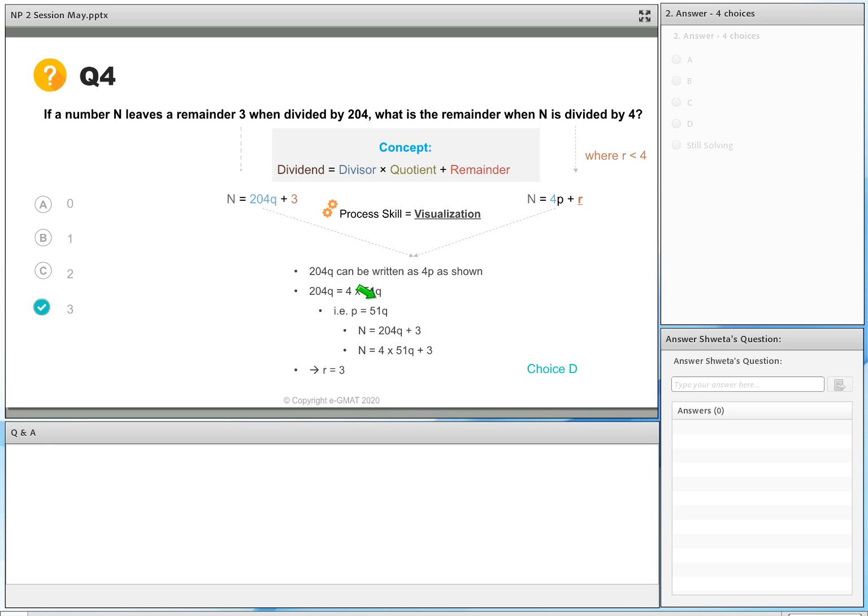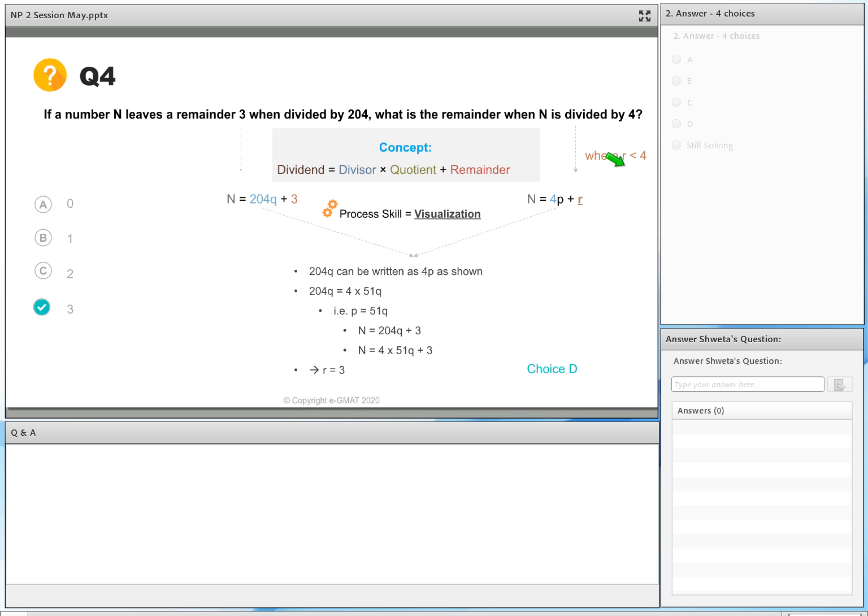Now this 51q as a whole becomes p for us. So this is how it will become 4p, right? If I just substitute it that way, it's going to be 4p plus 3. Now when I compare it with this final equation that I want to go into, r is equal to 3. And this one works for me.